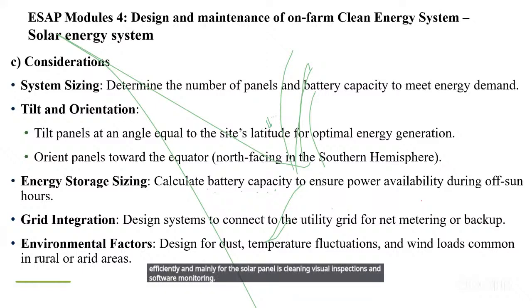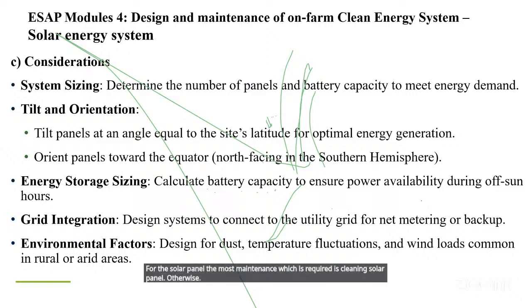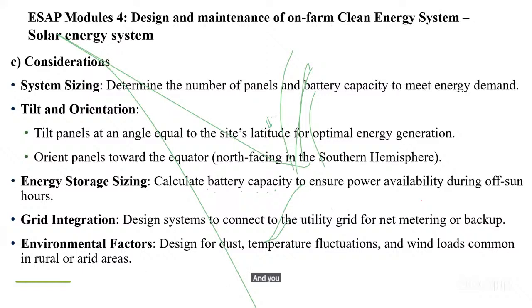For solar panels, the main maintenance required is cleaning the solar panels. Otherwise, your system is going to reduce its efficiency. But you can also carry out some visual inspection to make sure that the cables are well fixed. And you also have to see if the software is working very well. That's why you have to monitor it.